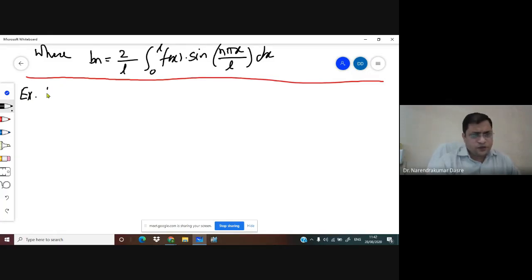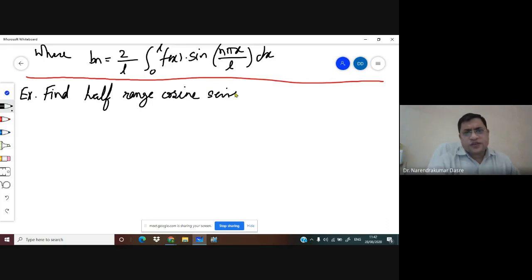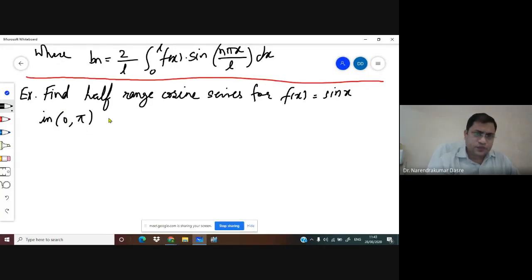Find the half range cosine series for f of x is equal to sin x in 0 to pi with period 2 pi. So we go with the solution.